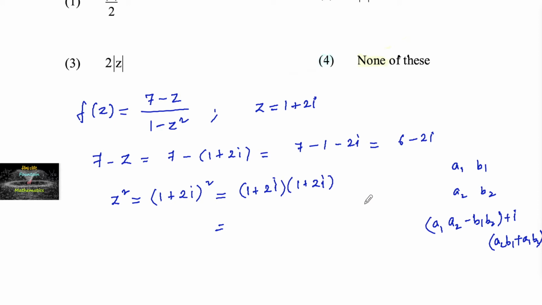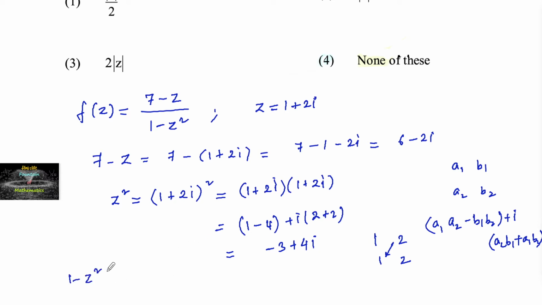So here 1 2 1 2. So 1 1s are 1 minus 2 2s are 4 plus i times of 2 1s are 2, 2 2s are 4, sorry, 2 1s are 2, 2 plus 2, that's 4. So which is equal to, we can write minus 3 plus 4i. So z square is equal to minus 3 plus 4i.